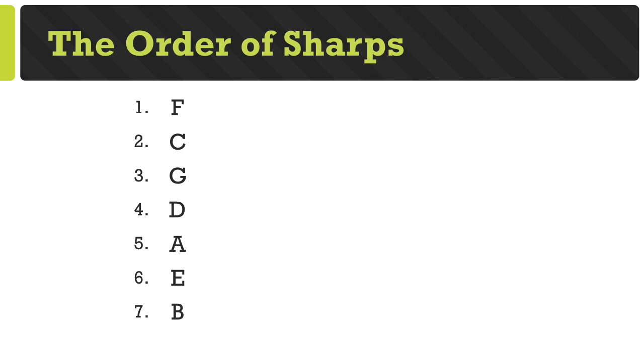Memorizing this list can be helpful for several reasons. A mnemonic device is often used to help in memorizing this list, and it is as follows: fat cats go down alleys eating beans.